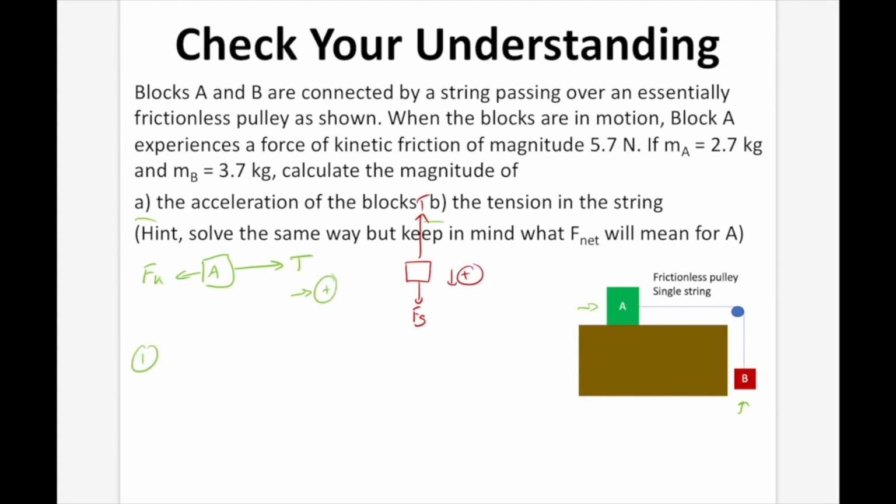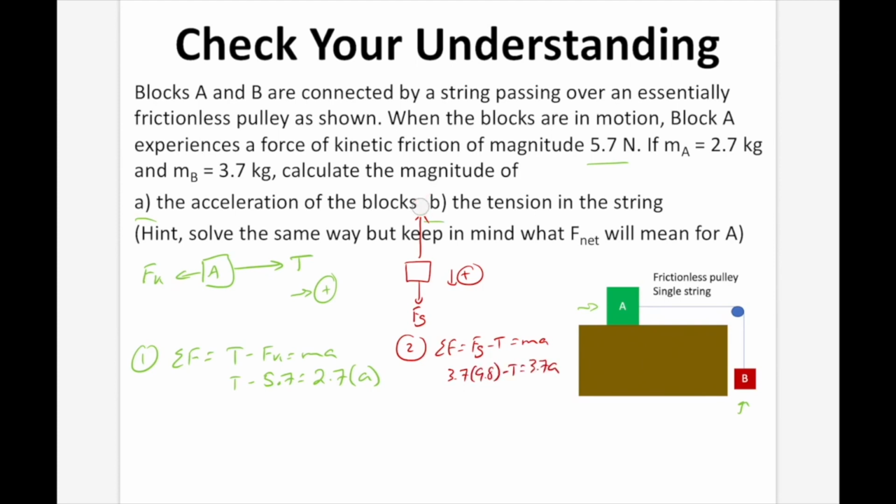For equation 1, we're going to say the sum of the forces is going to equal, in this case, it's not tension minus Fg, it's going to be tension minus friction equals Ma. Tension minus friction, we're told, is 5.7. Mass is 2.7, and a we don't know. For equation 2, we know that the sum of the forces is going to equal Fg minus tension, which is going to equal Ma. Fg we know is mg, and that's going to be 3.7 times 9.8 minus T is equal to 3.7a.